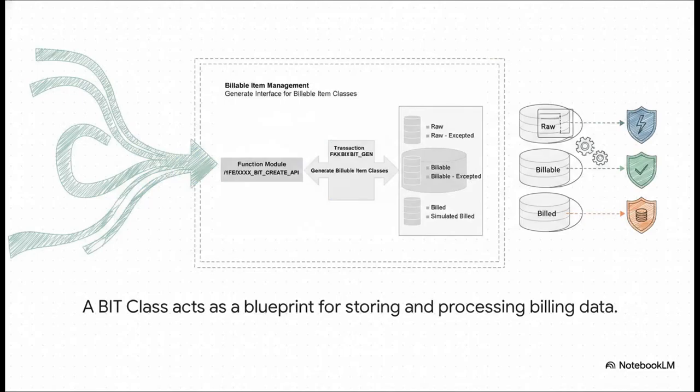And this visual here just shows it perfectly. See that? You've got raw data flowing in from some external system. The BIT class is that template in the middle, creating the exact database tables it needs for raw items, for billable items, and for the ones that have been billed. It sorts and stores everything with total precision. Every single charge gets its own custom blueprint.